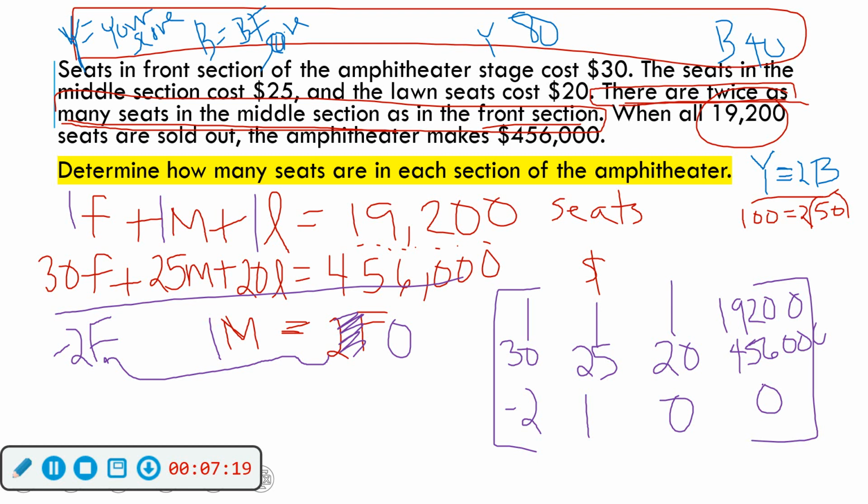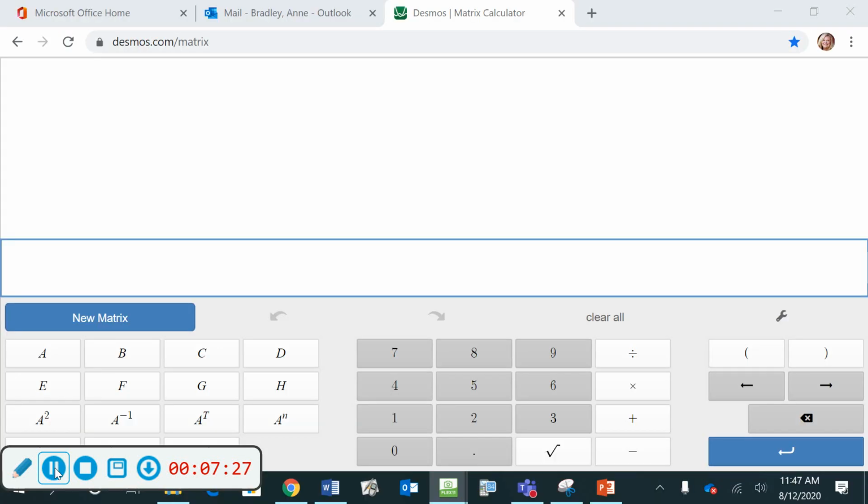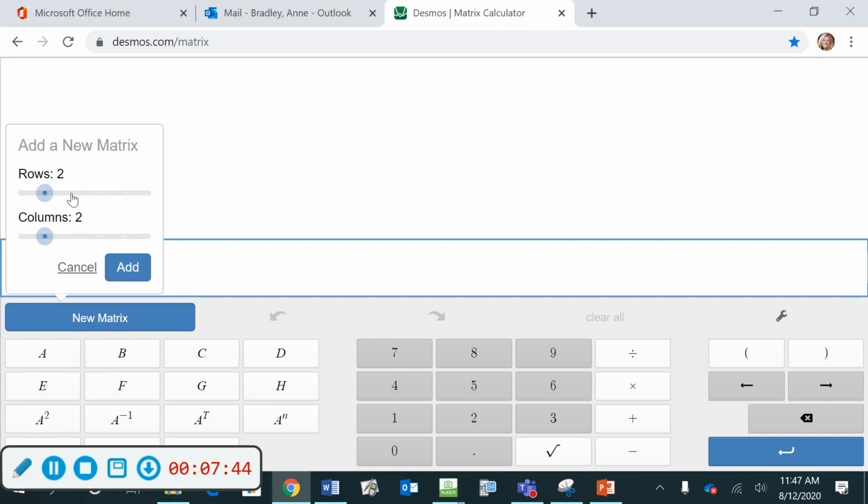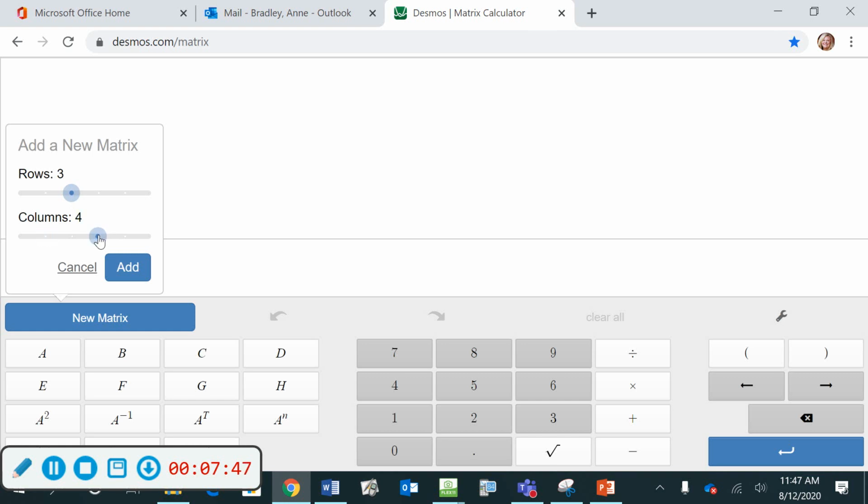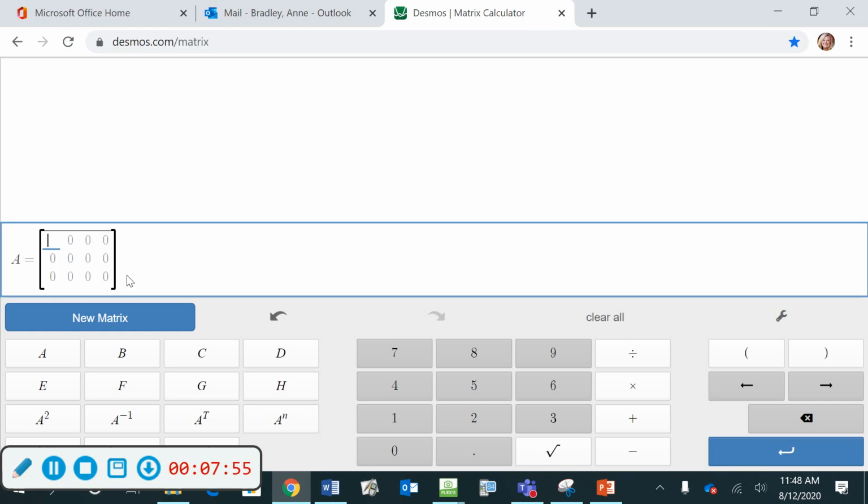So what do I do next? So I'm going to press pause here, and I'm going to pull up the matrix calculator for you. Okay? Now, on the equation we just had, we had 3 different equations. The first was talking about seats. The second was the cost. And the third one was the comparison between the middle and the front, the number of seats in the middle and the front. So when I create this new matrix, there are 3 equations and 4 distinct columns. The F for front, the M for middle, the L for lawn, and then the constants. So I'm going to type in what I had down, and I happened to write that down before I went to the screen.